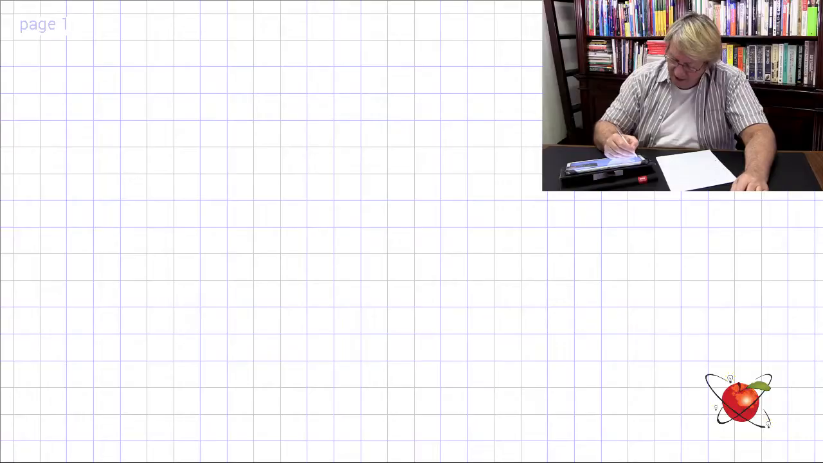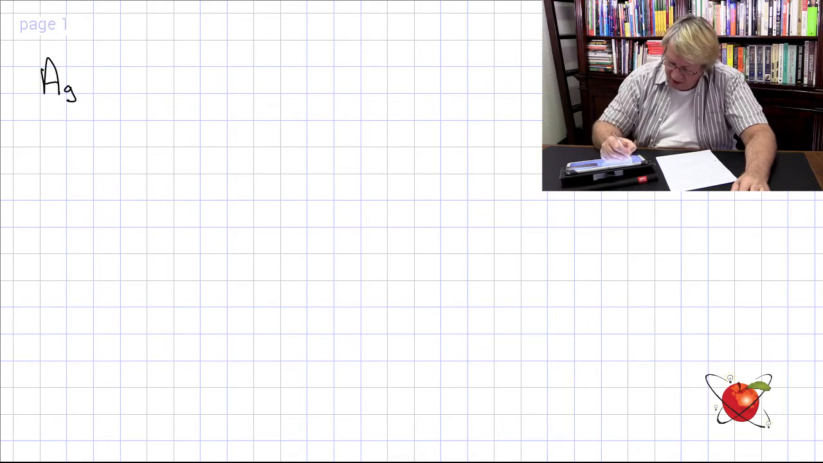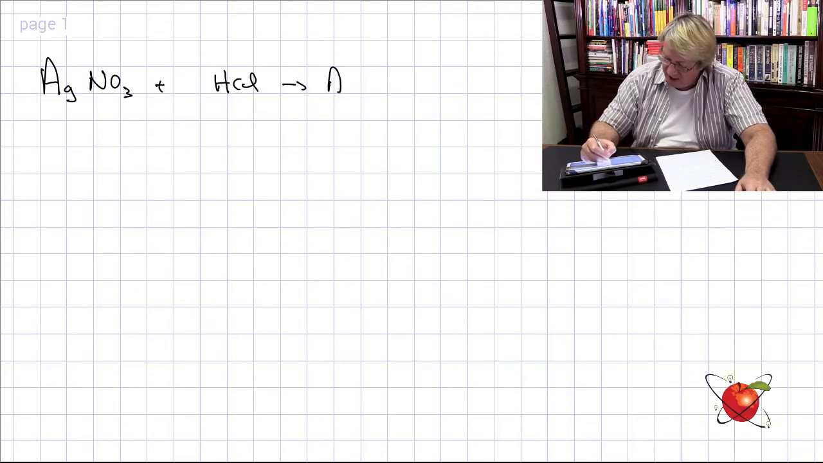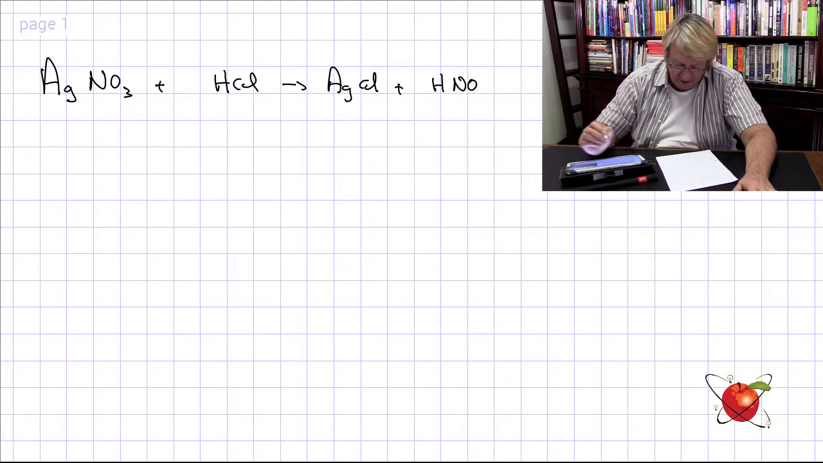Right, let's have a look now at these half reactions and so forth. We looked at that. Let's say they give us this reaction: AgNO3 plus HCl goes to AgCl plus HNO3. This is what they've said has happened, and you can see what has happened over here.